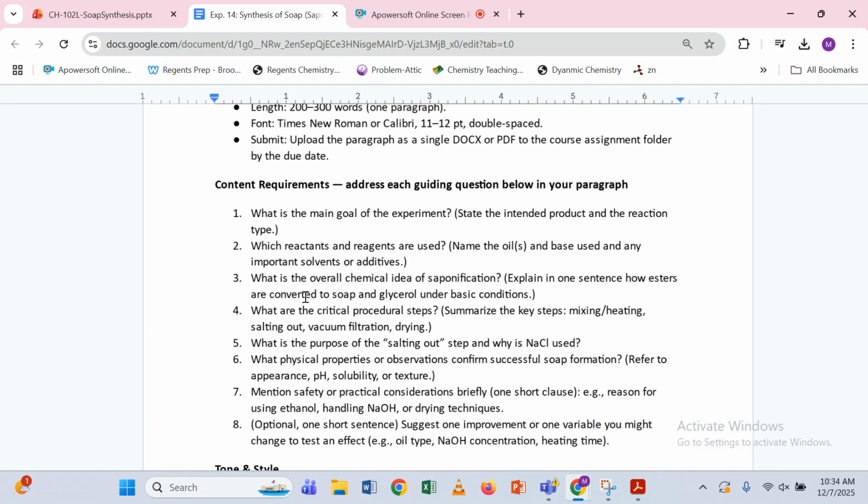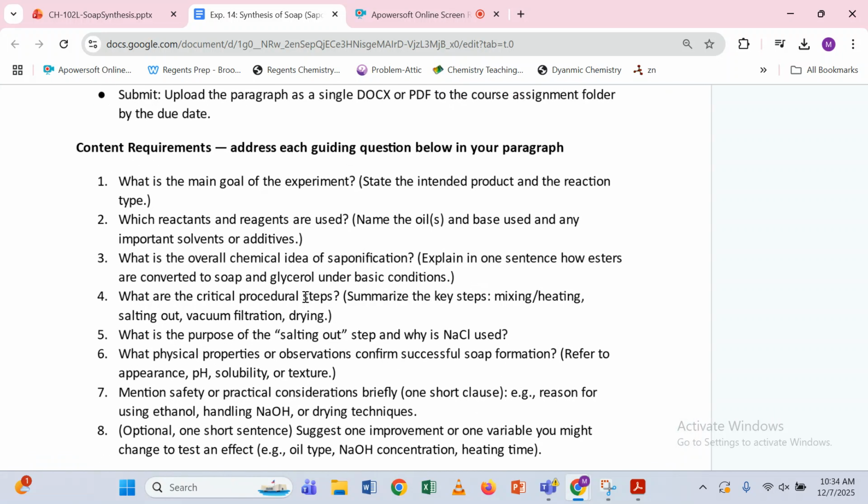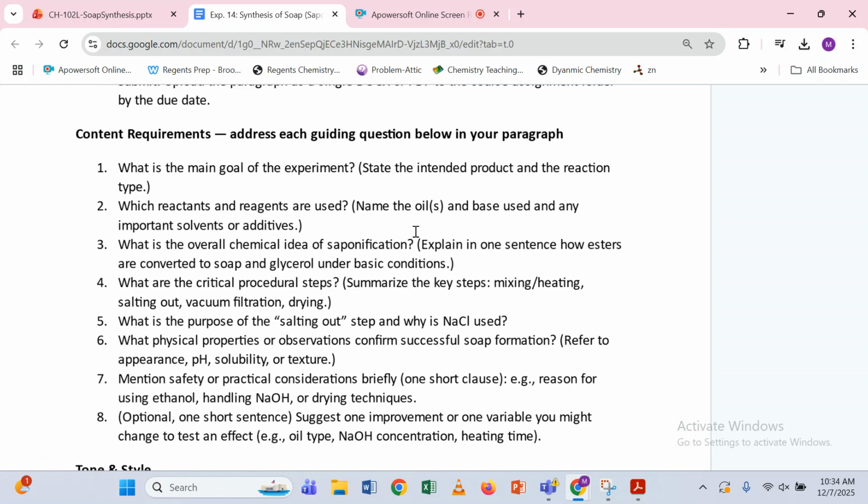So make sure here are the questions that you need to address. And again, you're going to have access to this Word doc. You need to answer what is the main goal of the experiment, state the intended product and the reaction type, which reactants and reagents are used. So name the oils and base used and any important solvents or additives. What is the overall chemical idea of saponification? Explain in one sentence how esters are converted to soap and glycerol under basic conditions.